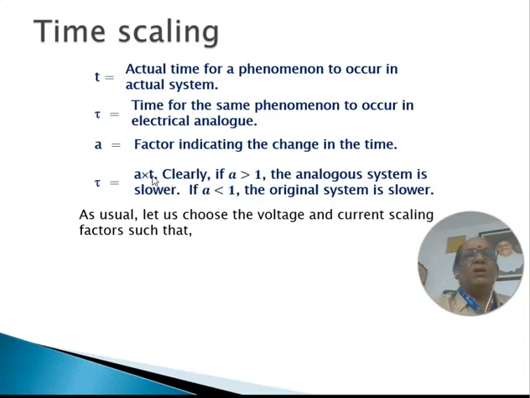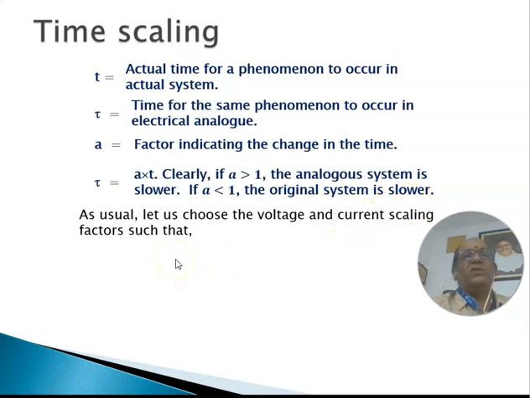When tau is smaller, the actual system, that is the mechanical system, is faster and the analog system is slower. Similarly, when a is less than 1, tau is large, so the original system is slower. This you need to very carefully remember. When a is greater than 1, the analog system is slower. When a is less than 1, the original system is slower.